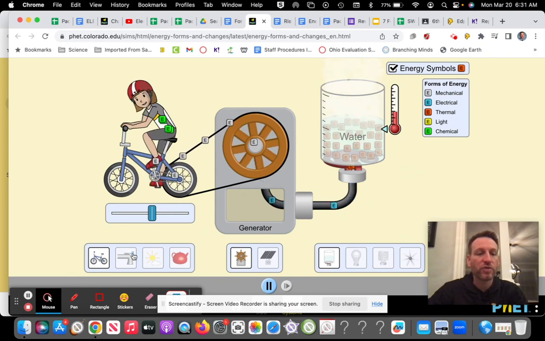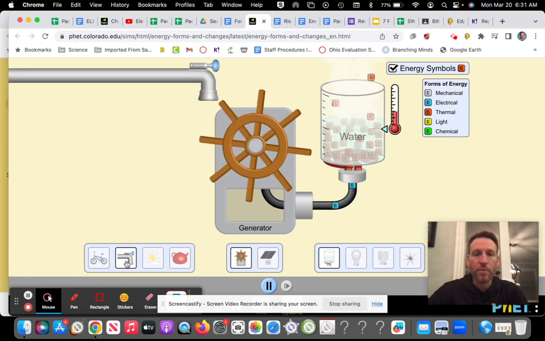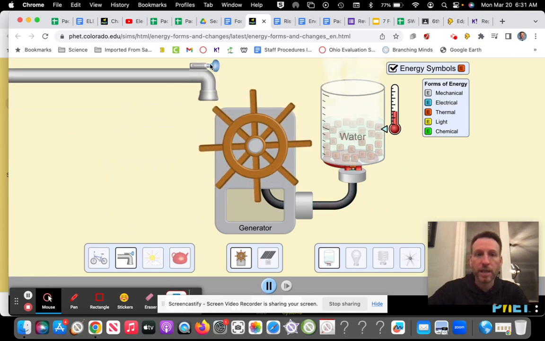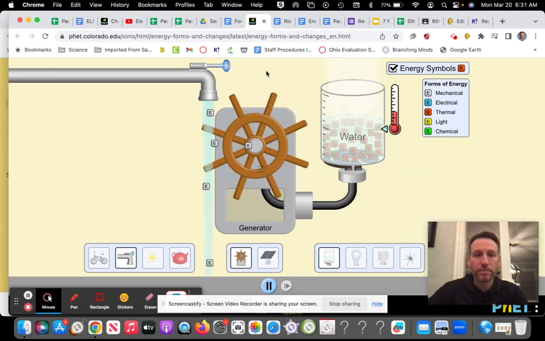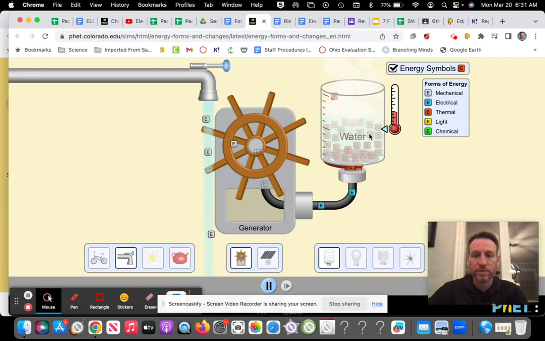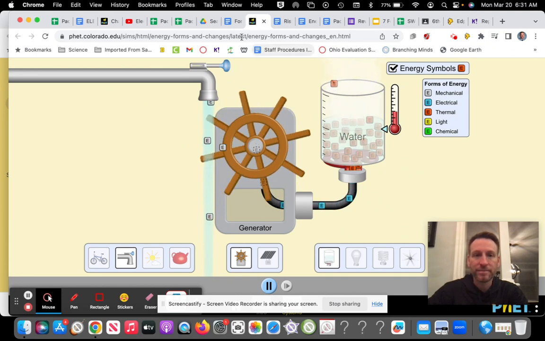I'm just going to switch out the girl on the bike for, there we go, a pipe with water. And there's a blue knob up here that when I pull it all the way out, water will start to flow. Okay, so go ahead, pause the video, and change your systems so it looks like this. Good.